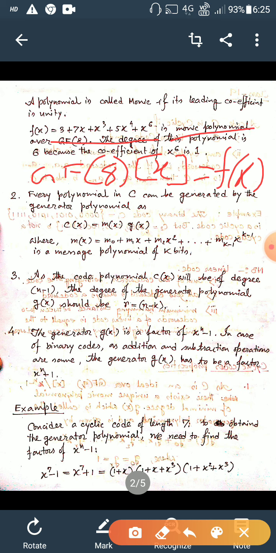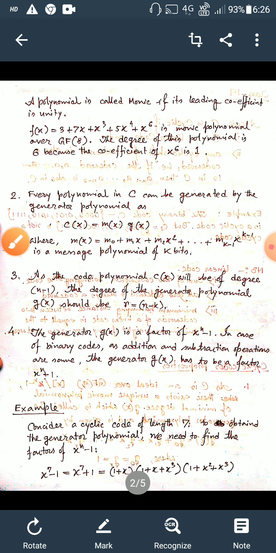Why is this a monic polynomial? Because the highest degree given here is 6, and the coefficient of the highest degree is 1. When the coefficient of the highest degree is 1, that kind of polynomial is defined as a monic polynomial. So you can identify the monic polynomial for any kind of polynomial.